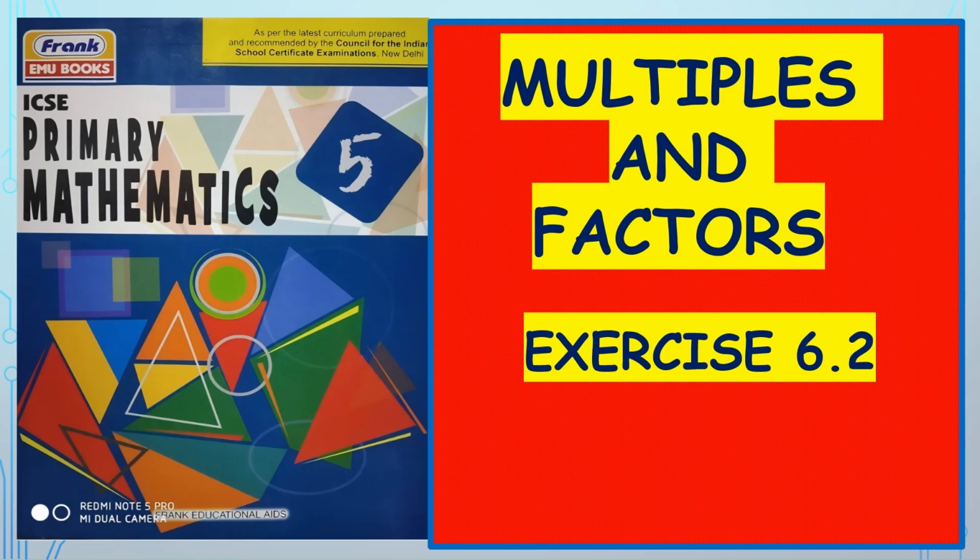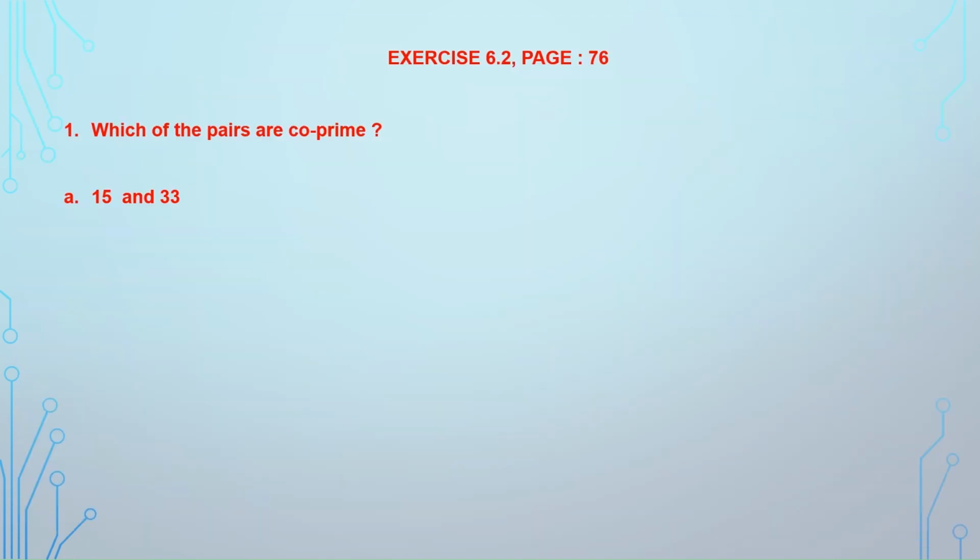Let's do multiples and factors exercise 6.2. This is on page number 76. The first question is, which of the pairs are co-prime? Now, what is the meaning of co-prime? Let's do the first sum and you will understand the meaning of co-prime.